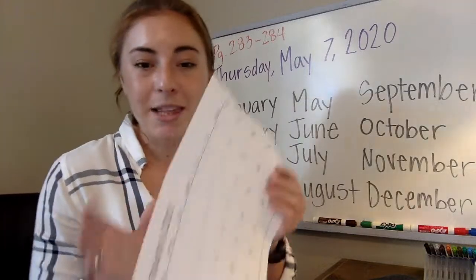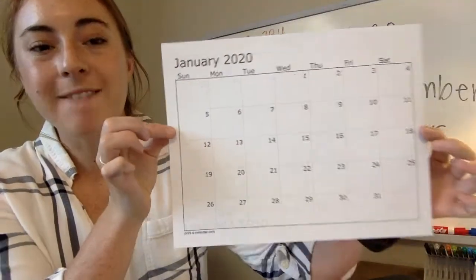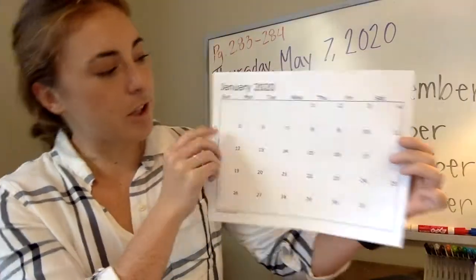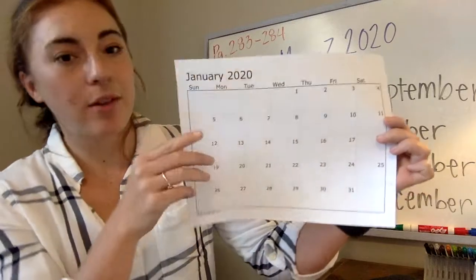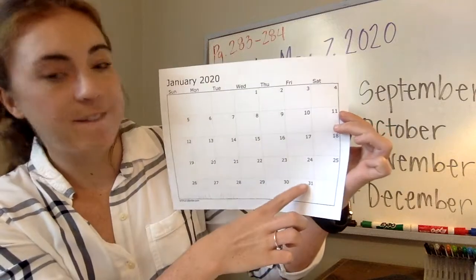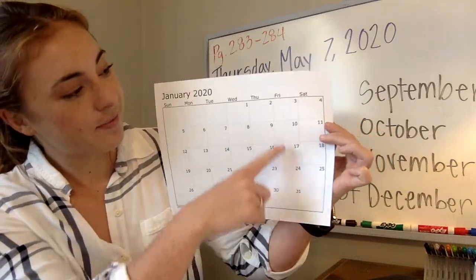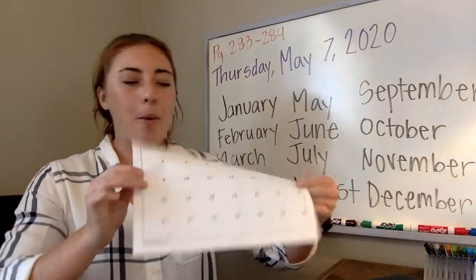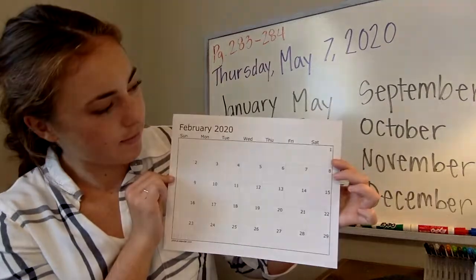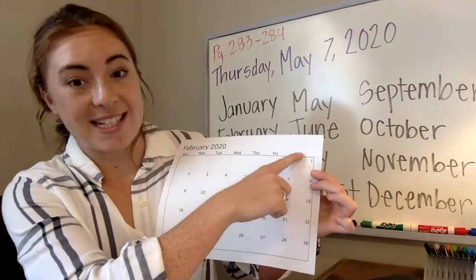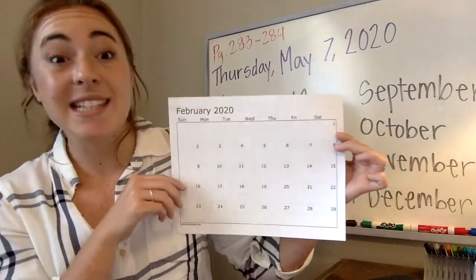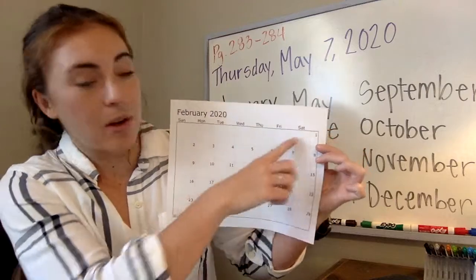Now let's look at the month of January. What is the first day of January? January 1st, and it comes on a Wednesday. When is the last day of January? The 31st, and it's on a Friday. Good job. What about February? When is the first day of February? This year, it's on a Saturday. And when is the last day? The 29th. This year we had leap year, and the 29th was also on a Saturday.